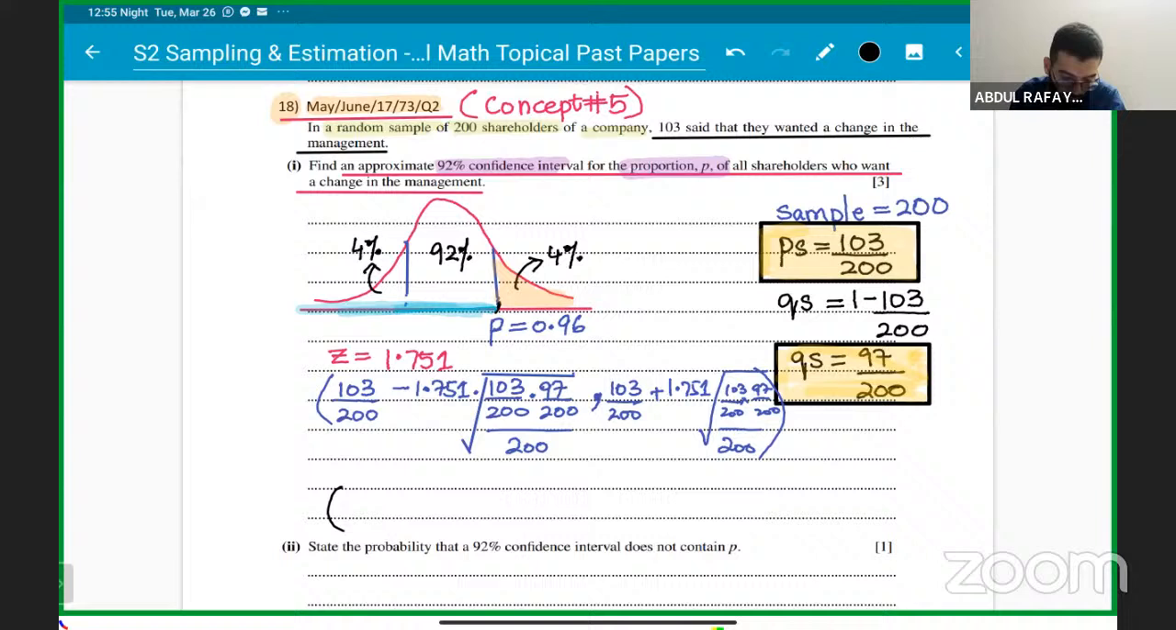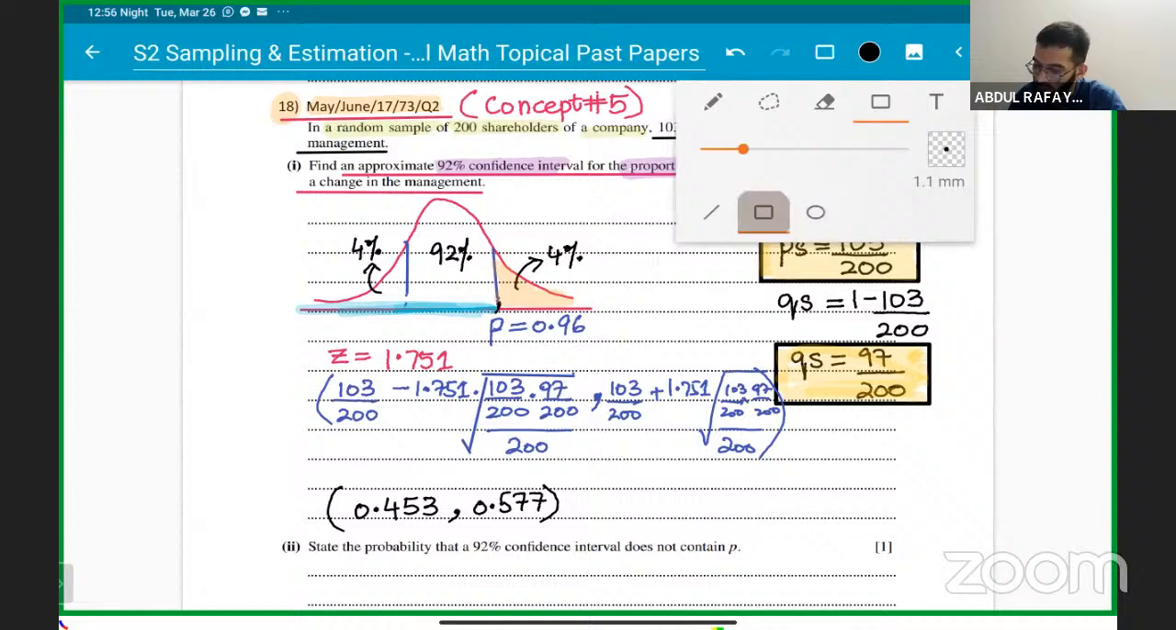We should give it to two or three decimal places, so we'll give it to three decimal places. 0.453 is the lower value. And once we add 0.0618, the upper value will be 0.5768, so you can round it off to 0.577. So at the 92% confidence interval, this is the interval we get. Okay, students, understood?